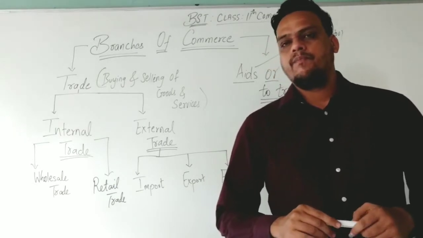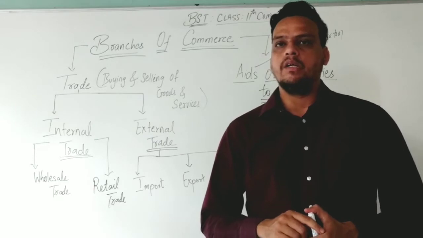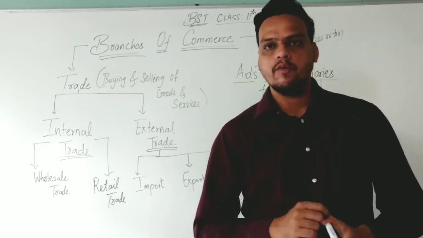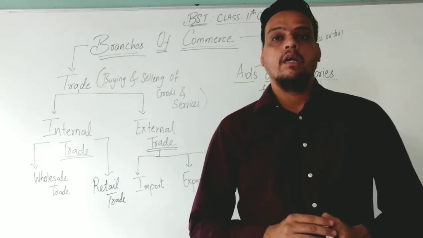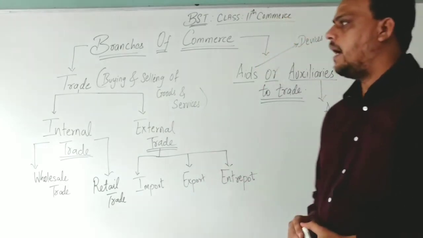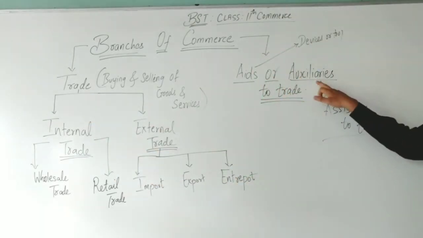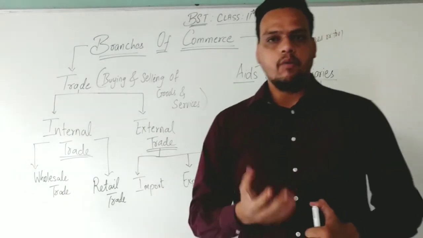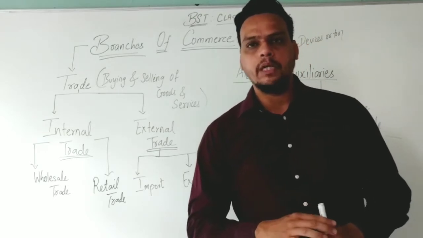Chapter number 1, nature and purpose of business. As we have started our topic of commerce and we have seen the role and functions of commerce, today we will see the branches of commerce. In branches of commerce, we have a topic known as trade and aids or auxiliaries of trade. Both topics are very important to understand in the business field. So let's begin with the topic trade.